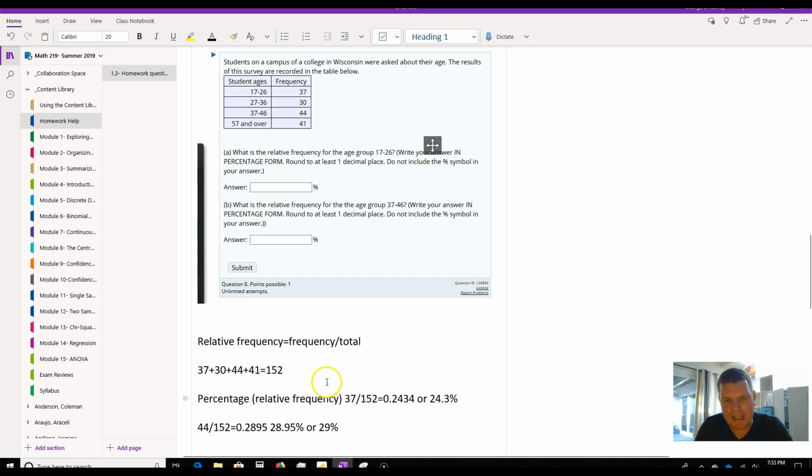Really important, we've got this idea of relative frequency, which is the frequency divided by the total. Use those definitions as you're working through this particular section, okay? All right, cool.